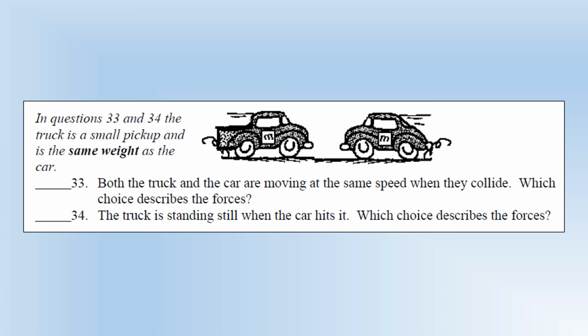Okay, so for the first one, the truck and the car moving at the same speed, they exert equal and opposite forces. The truck is standing still when the car hits it, they exert equal and opposite forces. Hopefully you're getting the pattern by now. Two objects that are interacting exert equal and opposite forces. All right, that's what Newton's third law tells you.